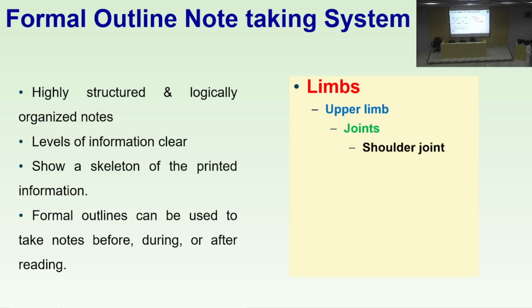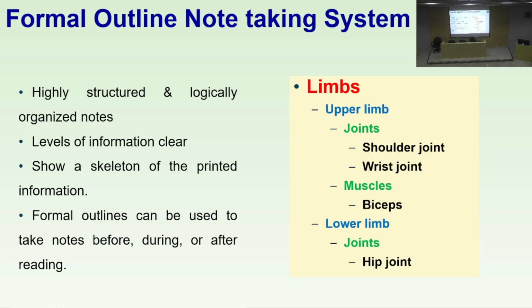So when you look at your notes, you will know, okay, in upper limb, I read about a joint. In that joint, I read about the shoulder joint, wrist joint, etc. And I also study about muscle. Under muscle, you can give some examples. Same thing can continue for lower limb. Do you see the hierarchy? This is called the outline method. A bigger concept, small, smaller, smallest. You go into more detail as you go down.